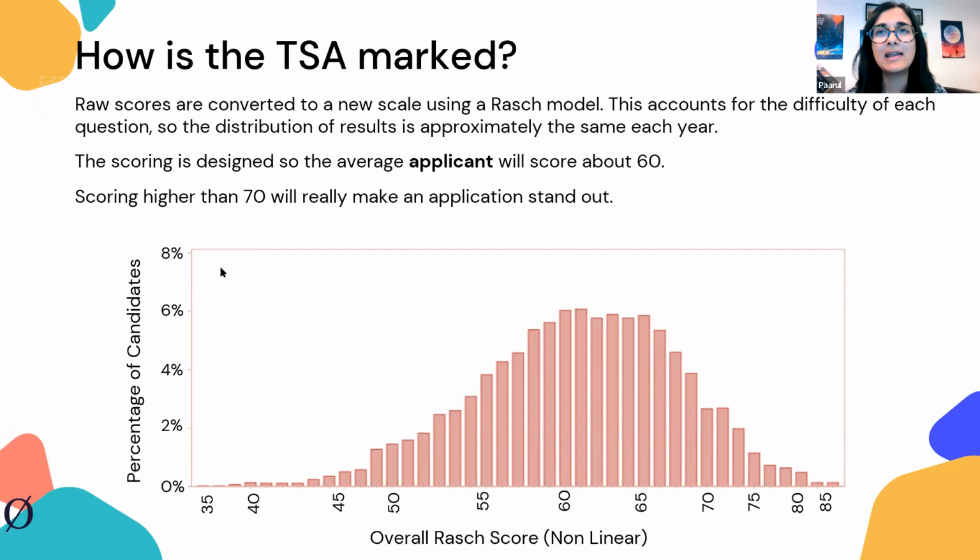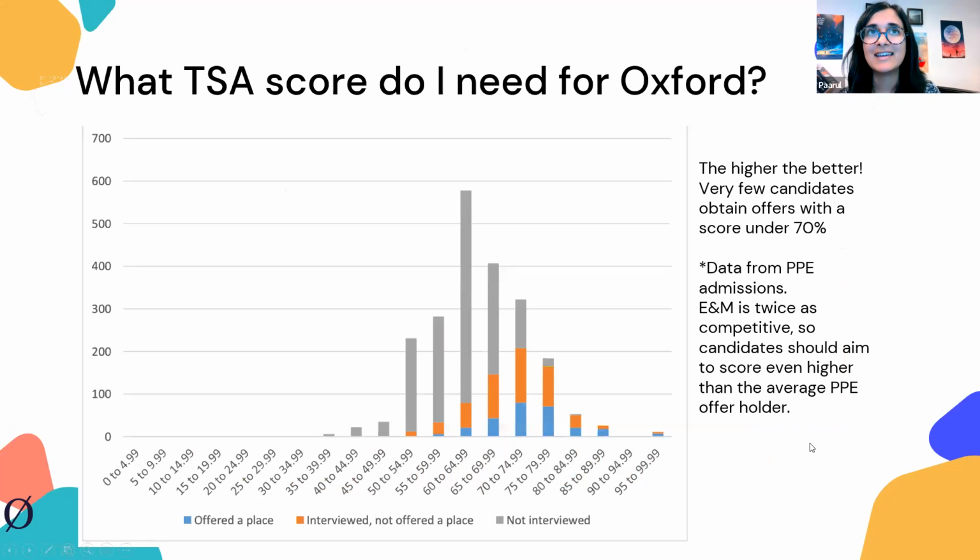Yeah. And I think scoring 70 or above will make your application stand out. The higher score you can get in the TSA, the more you're going to stand out. We remember for economics at Cambridge, Oxford, E&M, we want to get into the top 5%. So yeah, scoring 75 or above is showing that you have very good thinking skills.